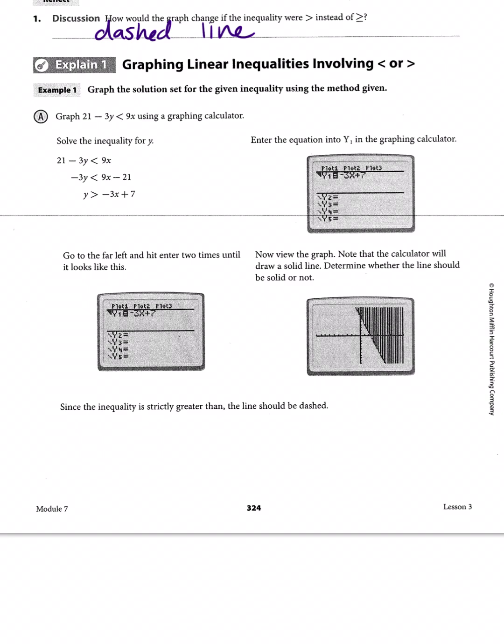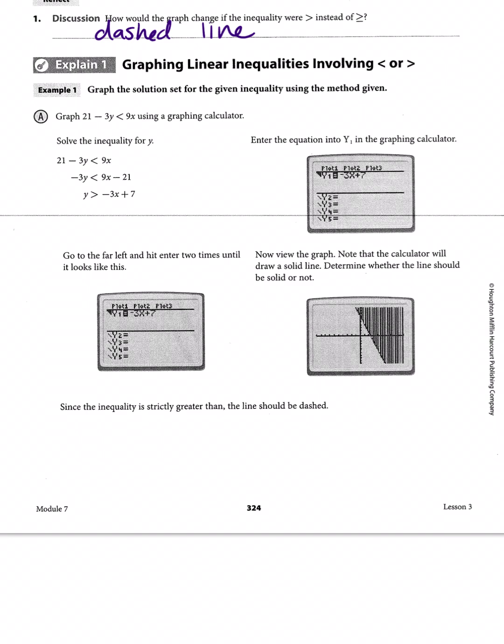If you're using the actual calculator, it says go to the far left and hit enter 2 times until it looks like this. But if you're using the app, you can push the arrow keys all the way over, hit enter, and it's going to pop up with a little toolbox. And you're going to change the line style so that it has the inequality symbol that matches the one on there, that little shaded triangle.